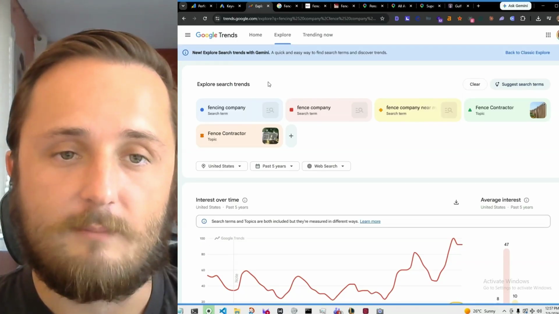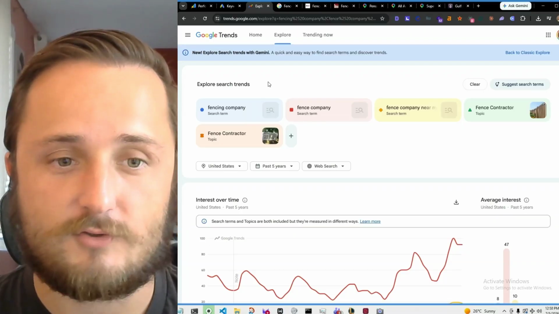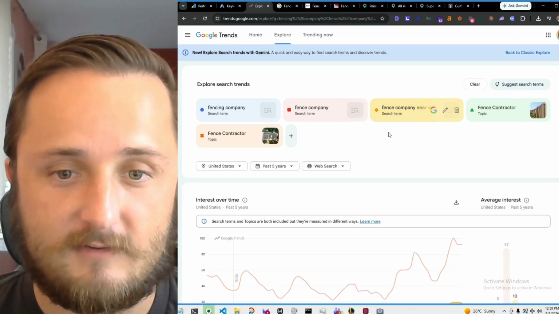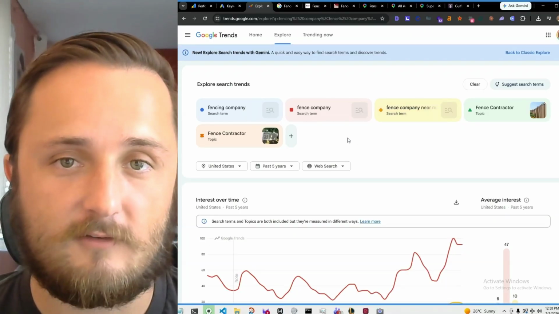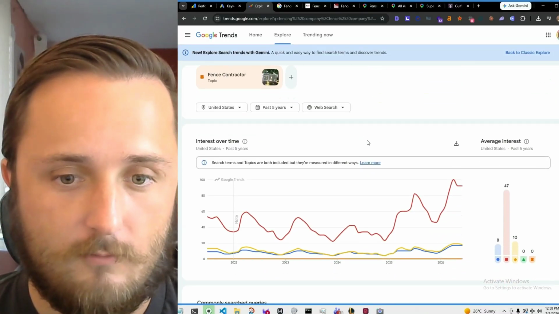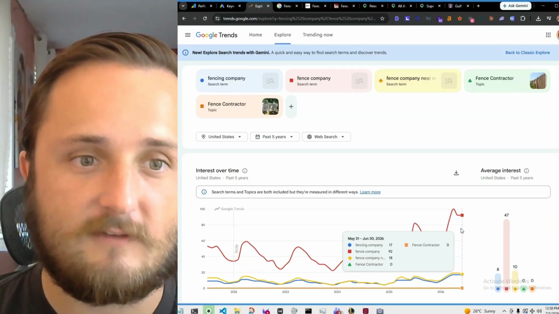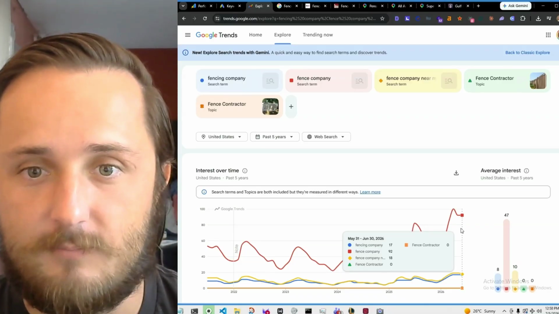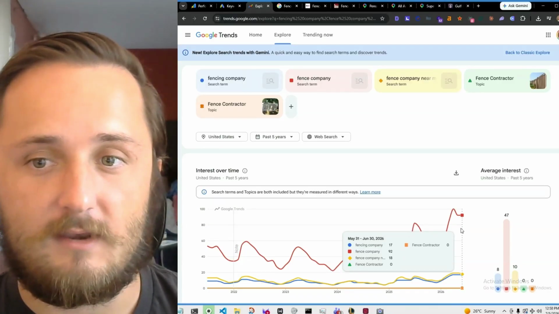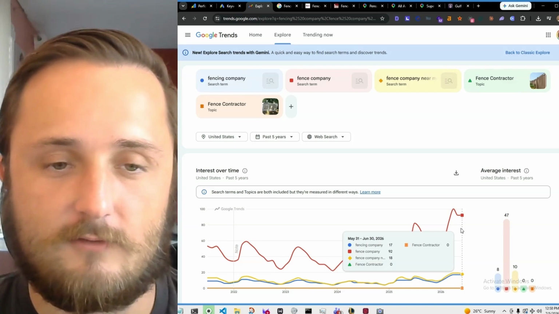So when I'm starting this fencing company, I'm going to do some research on Google Trends. I'm going to see what is currently being searched for and in what amounts. So the first thing I added in Google Trends is fencing company. Then I added fence company, fence company near me, fence contractor, and another fence contractor.